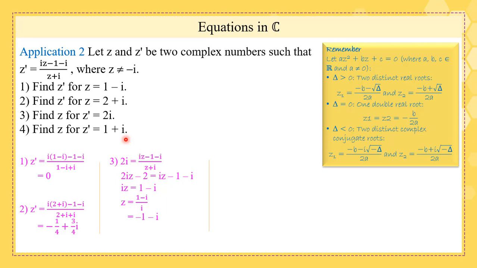Now find z for z prime is 1 plus i. Try also to do it alone. Well, if we replace z prime by 1 plus i, this is what we get. Cross multiplying leads to such a quantity, so z is -2i.